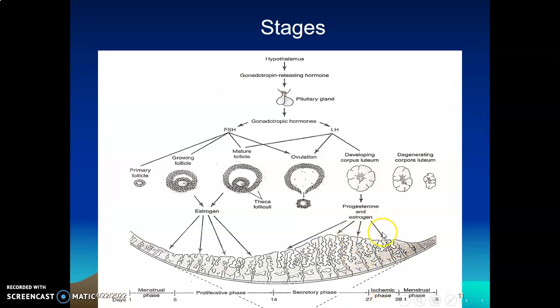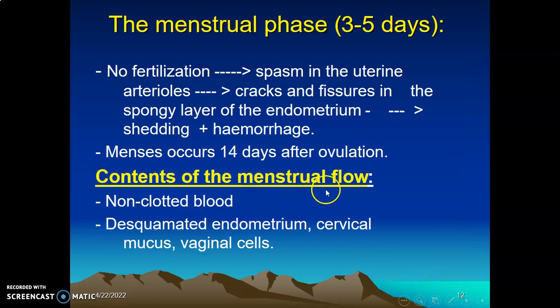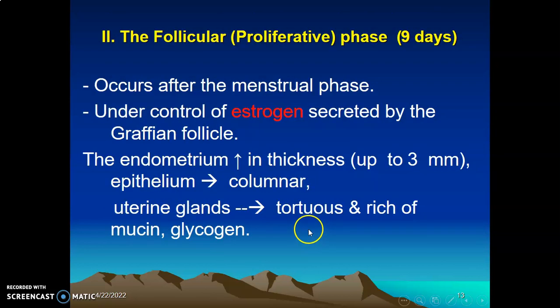And because of that, vessels will undergo spasm, and then there will be no more blood supply to this thick endometrium. So what happens? It will have to shed, and it will be released in form of bleeding during the menstrual phase. So the menstrual flow will contain unclotted blood and desquamated cells from the endometrium, some mucus from the cervix, and also some vaginal cells.